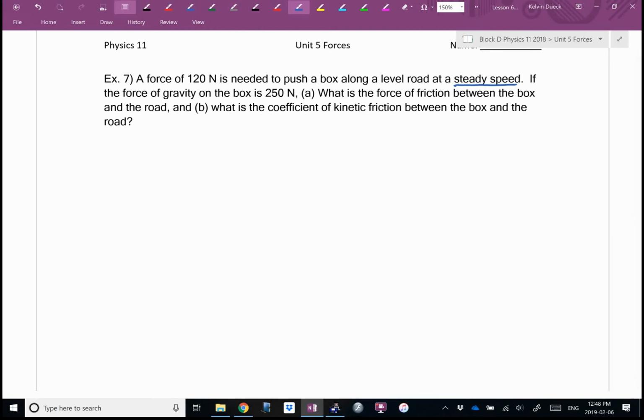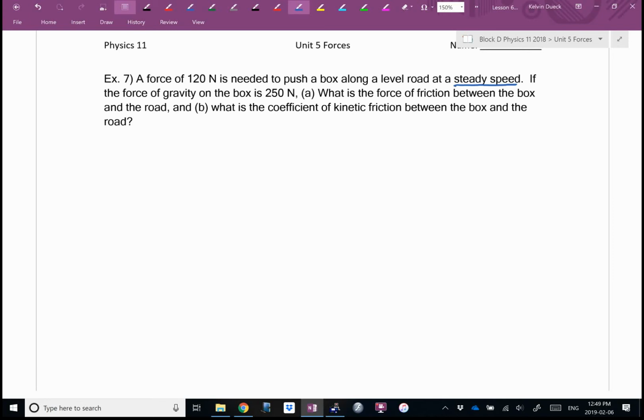A force of 120 newtons is needed to push a box along a level road at a steady speed. If the force of gravity on the box is 250 newtons, what's the force of friction between the box and the road? What's the coefficient of friction between the box and the road? Any suggestions on how I might want to start this out?